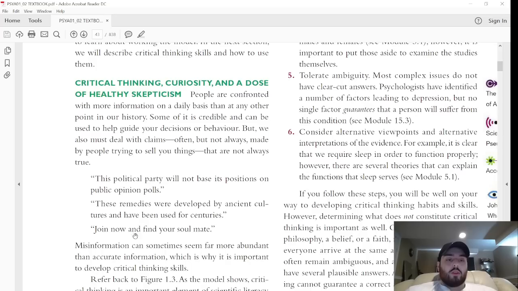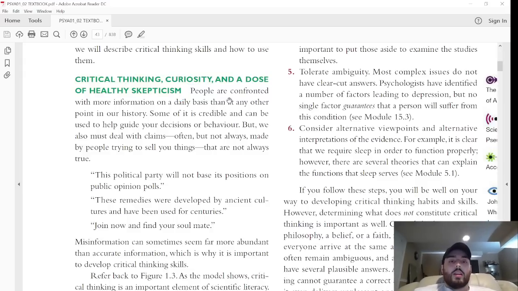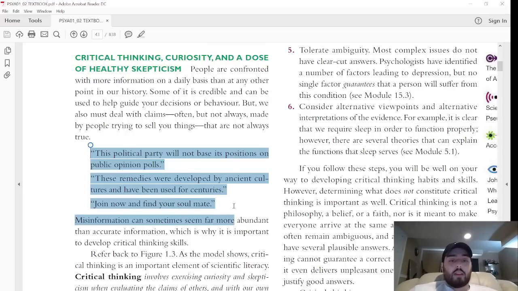So we're going to get into critical thinking, like I mentioned when I started, and a dose of healthy skepticism. People are confronted with more information on a daily basis than at any other point in our history. Some of it is credible and can be used to help guide your decisions or behavior, but we also must deal with claims, often but not always, made by people trying to sell you things, that are not always true, right? So here are examples of some claims that you should approach with your critical thinking caps and healthy skepticism.